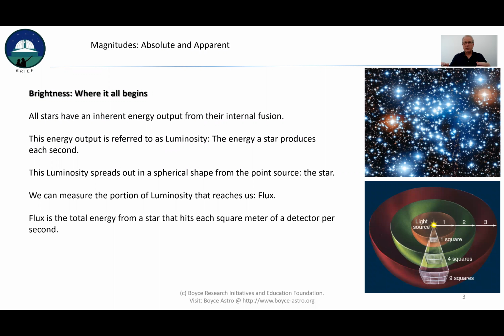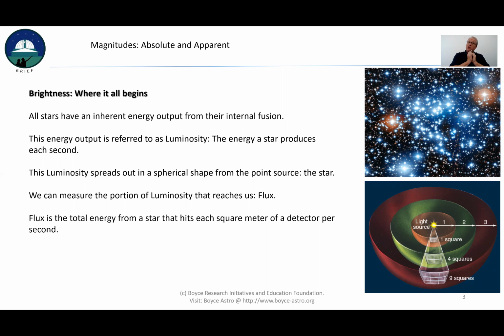All right, brightness, where it all begins. Basically, it all begins from the source. It begins from the stars. They have their own internal fusion, and they generate an inherent luminosity. So a luminosity is how much power this star has, where it's having its fusion take place. So wherever it is in space, its power output is its luminosity.